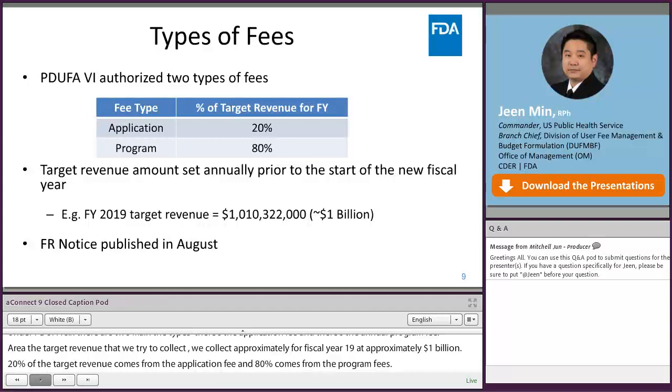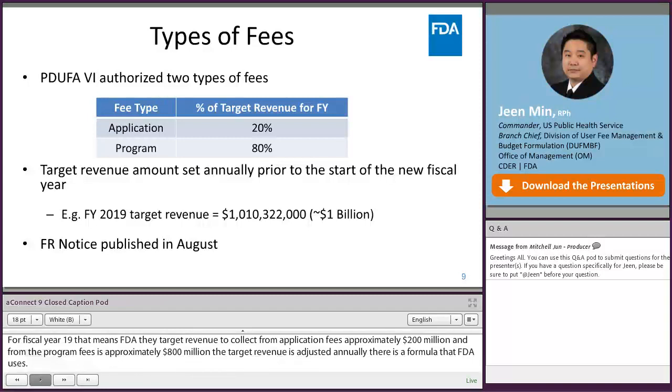The target revenue is adjusted annually, and there is a formula that FDA uses. Since the target revenue changes annually, that means the rates change every year, and usually they are published in the FR notice in the beginning of August.